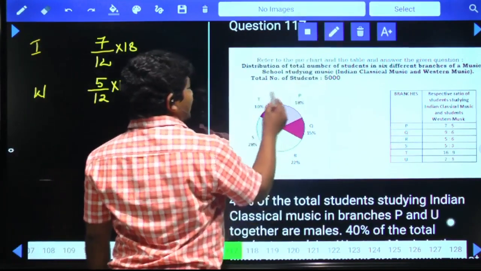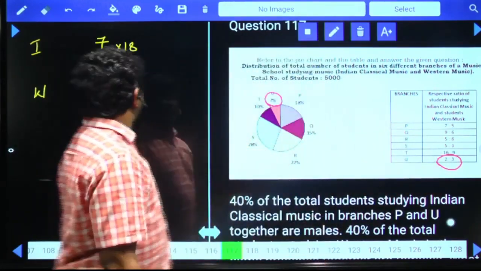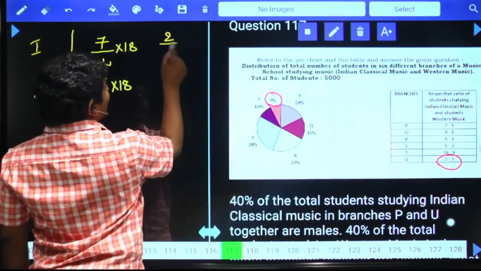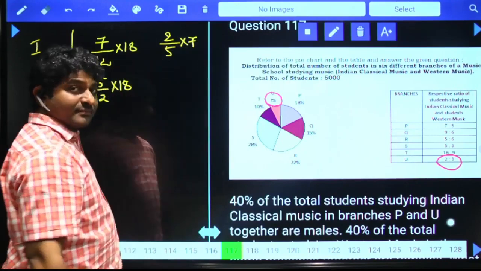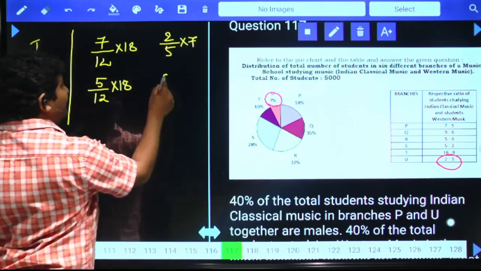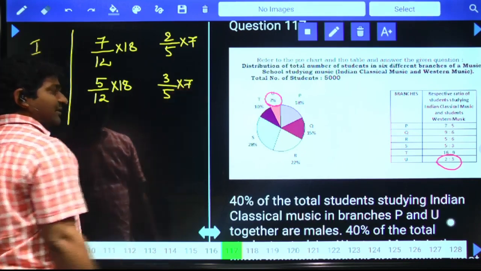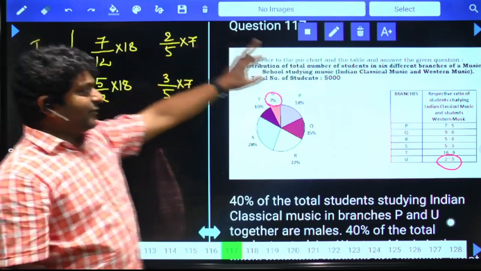U's total percentage is 7. The 7 is divided in the ratio 2:3. Indian classic are 2 parts out of 5 parts among 7%. Then the remaining are 3 out of 5 among 7%. Everywhere this is just a percentage calculated on 5,000.